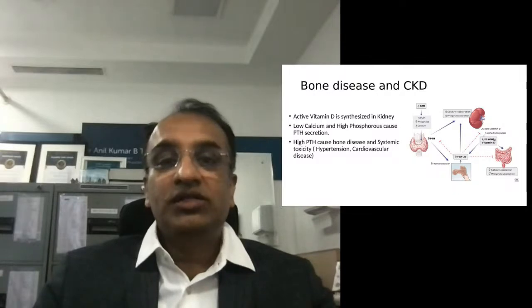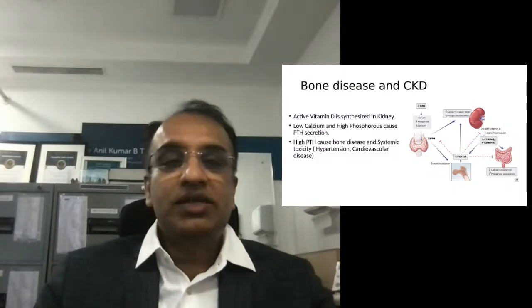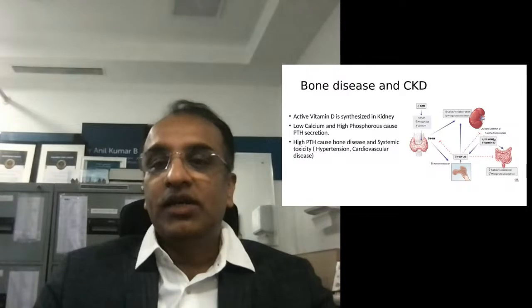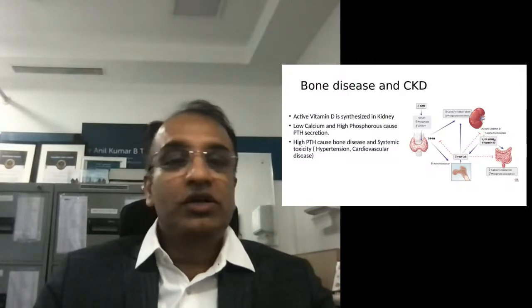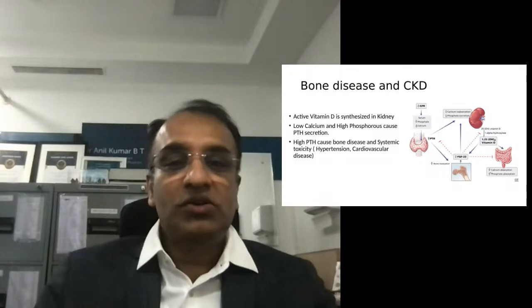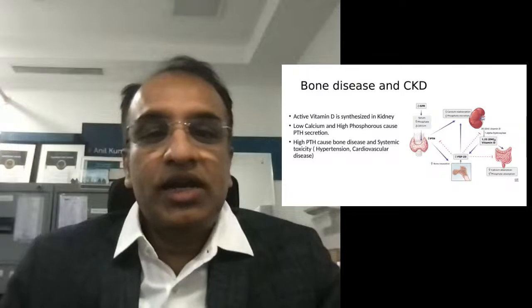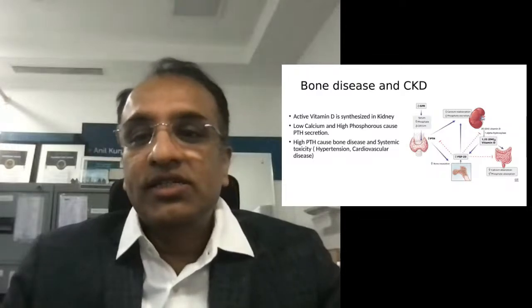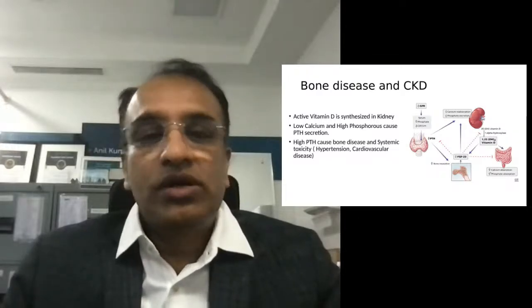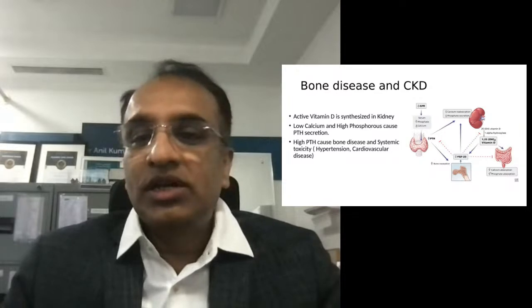The next is bone disease. Why bone disease happens in kidney failure is that the kidney produces a hormone called vitamin D. All of us know vitamin D, all of us do it in our master health checkups. Where is this vitamin D formed? Active vitamin D is synthesized in the kidney. So what does this vitamin do? It absorbs calcium and phosphorus in the intestine.